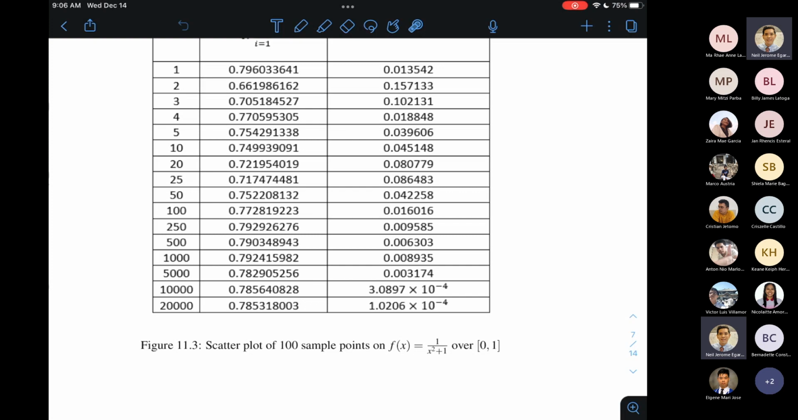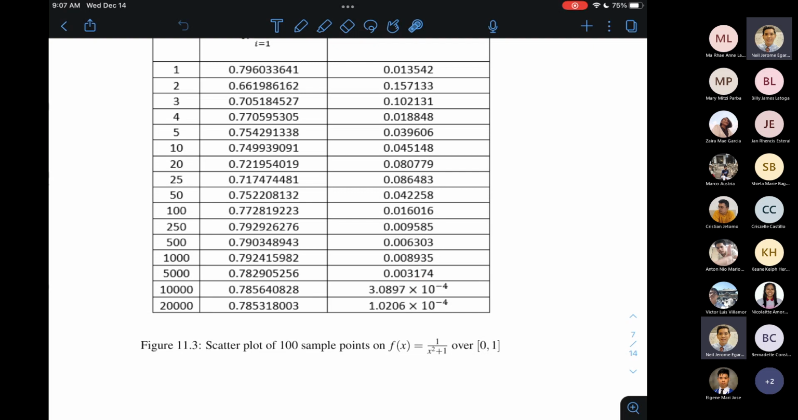So ibig sabihin talaga, para magkaroon ka ng isang stable estimate to your integral, kailangan marami kang points na gamitin. And you see here at the 10,000 point mark, we get relative error less than 1%. No? So ito ay 0.03% na yung relative error. Okay? And that's it. Yun lang yung Monte Carlo simulation. So pwede na nga tapusin natin yung lecture today.